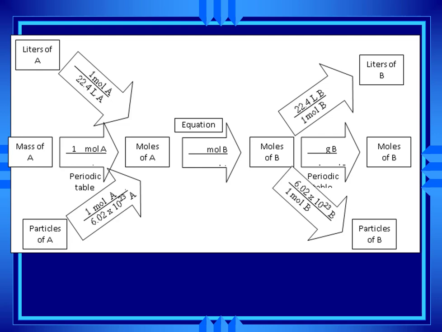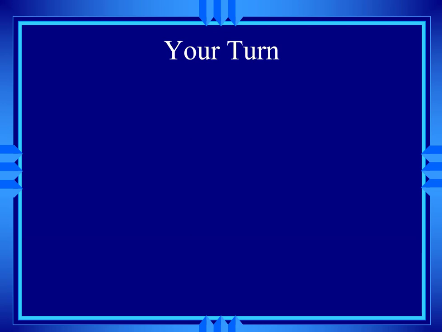Whatever they give you, turn into moles. And we have 3 things we can turn into moles: grams, liters, and molecules. Once you get it into moles, change the chemical. And then once you change the chemical, figure out what they want to know about that chemical. Do they want to know liters, grams, or how many pieces there are? That make sense? So let's try a couple.